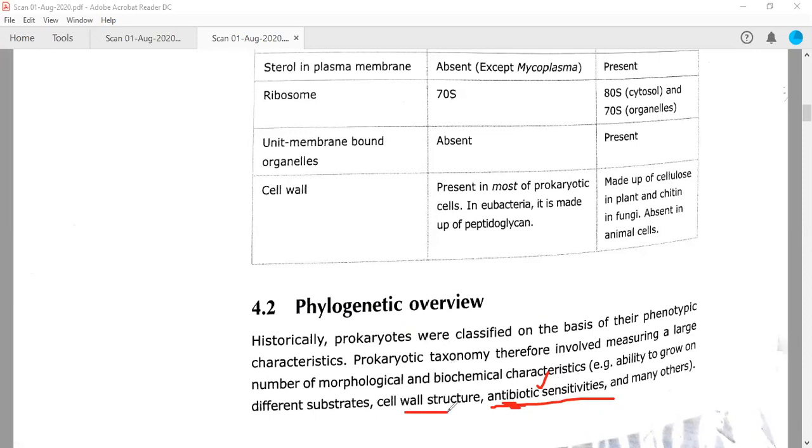Cell wall structure, this we had discussed in the case of gram-positive and gram-negative bacteria. Ability to grow on different substrates. We will discuss this in upcoming lectures because there are different types of culture media, for example, Luria Bertani, LB, MacConkey, and so on. So we will discuss them also. They are used to culture or subculture different types of organisms depending upon our requirement. Fine. So what else?